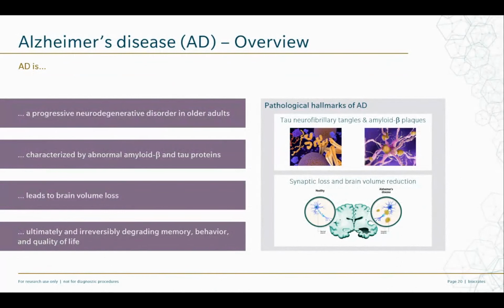Generally, Alzheimer's disease is a progressive neurodegenerative disorder and the most common cause of dementia in elderly people. It is characterized by the two main hallmarks of Alzheimer's disease: extracellular accumulation of the protein amyloid beta, known as plaques, and intracellular aggregation of the tau proteins into neurofibrillary tangles. Over time, this leads to a reduced brain volume due to a loss of synapses and neurons. Ultimately, this results in irreversible memory decline, change in behavior, and overall reduced quality of life.